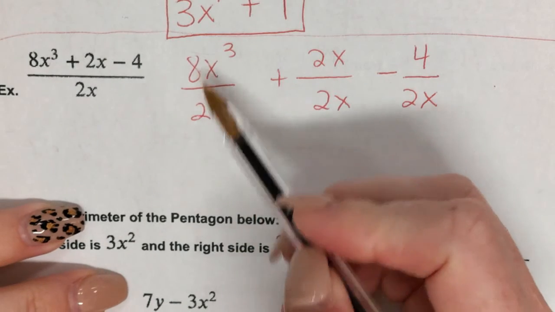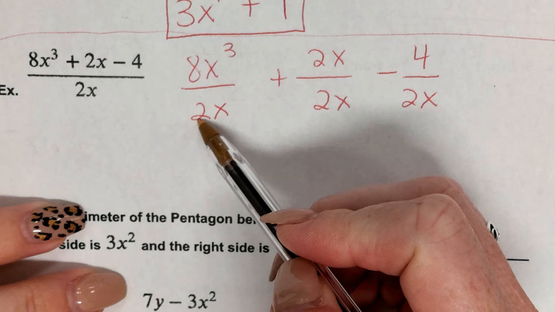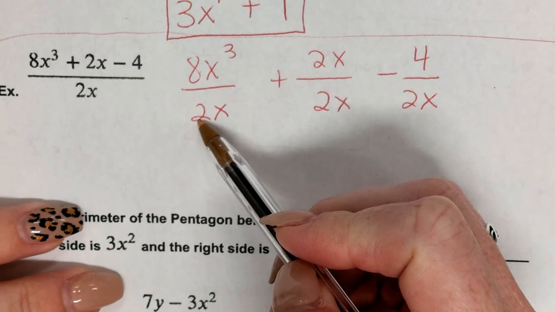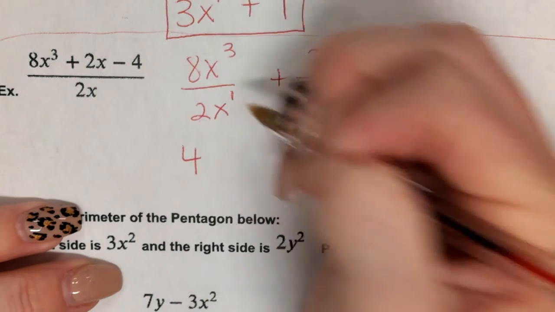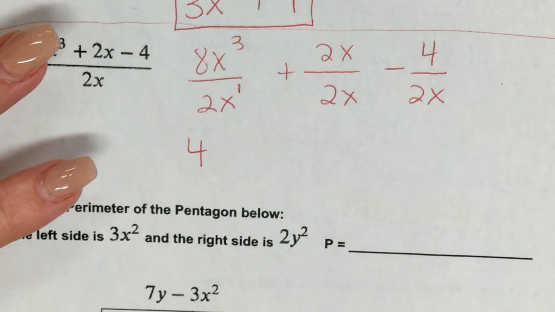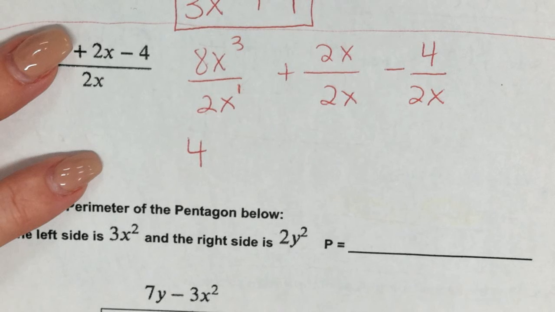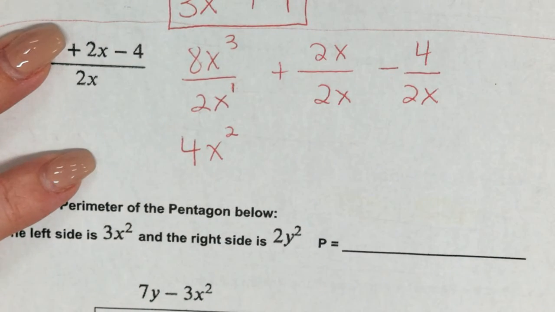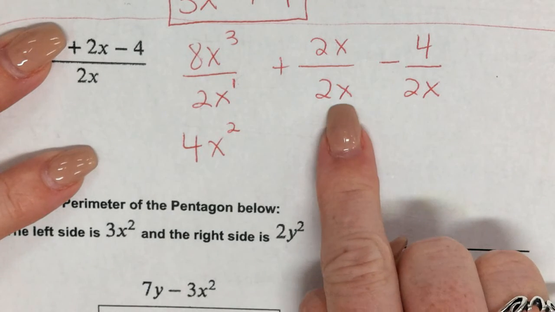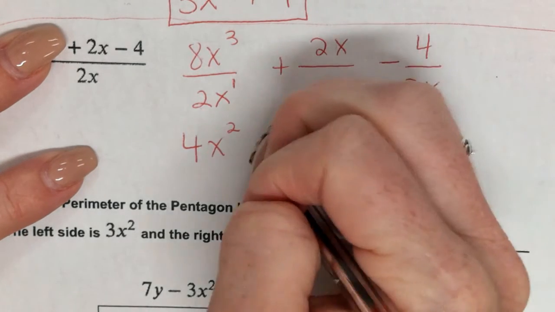Okay, what is 8 divided by 2? Where would 4 go? On the top. What's 3 minus 1? Positive or negative? So would it go on top or bottom? So x squared. What's 2x divided by 2x? Plus 1.